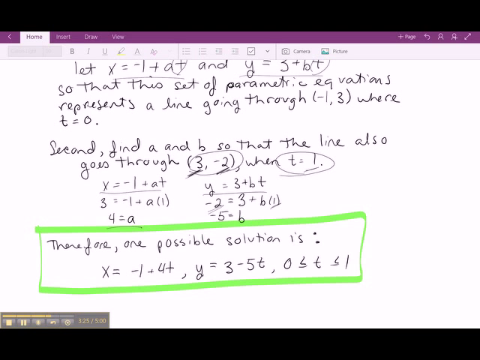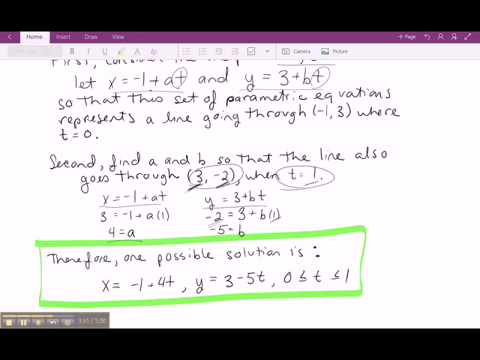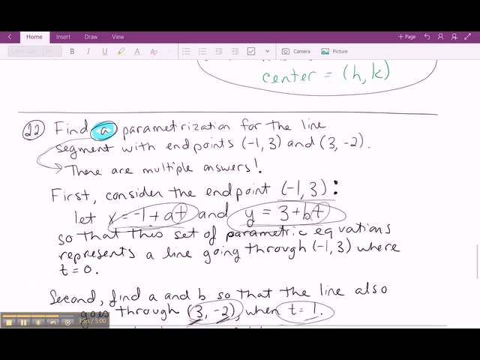That gives me my set of parametric equations. So one possible solution would be, once you find your a and your b, go back and plug them into these original ones, and you get x equals -1 plus 4t, and y equals 3 minus 5t, and that is for t between 0 and 1. But like I said, you can absolutely positively pick any t values that you want. You could set this up for all t greater than or equal to 0. It just depends on what you want.